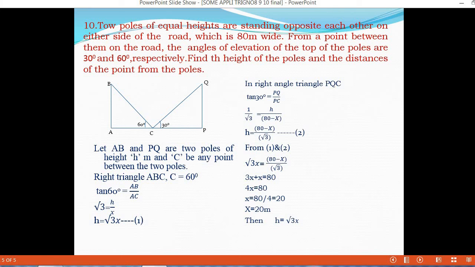Then H is the height of the pole. The height of the pole AB is equal to H, that is equal to root 3 x. Therefore H is equal to root 3 into 20, that is equal to 20 root 3 meter. This is the height of the pole. This is how we can calculate the distance and height by using trigonometric ratios.